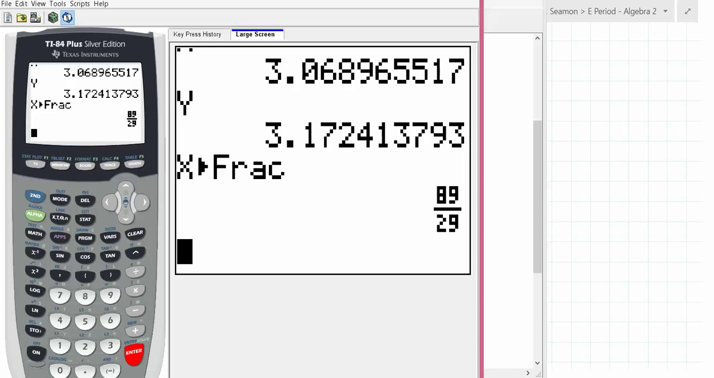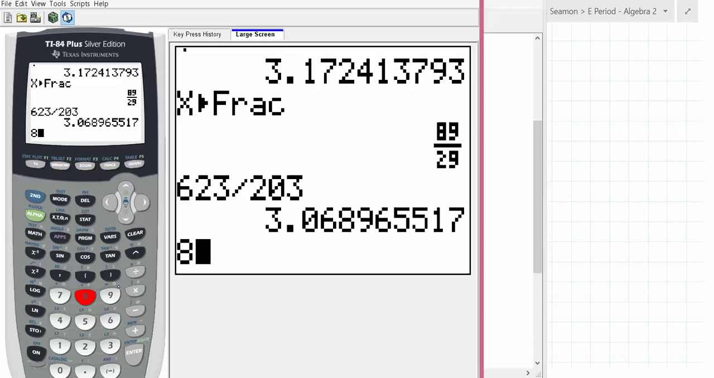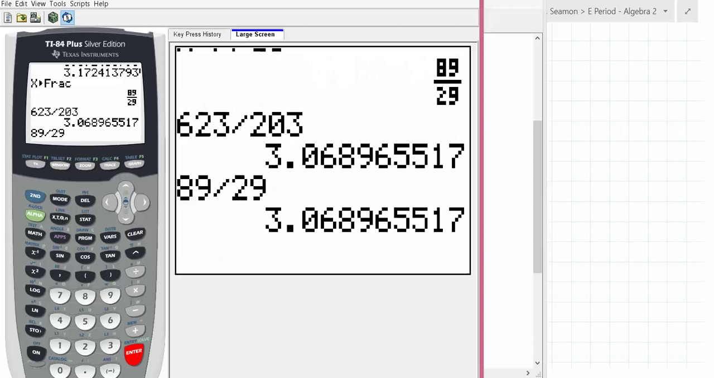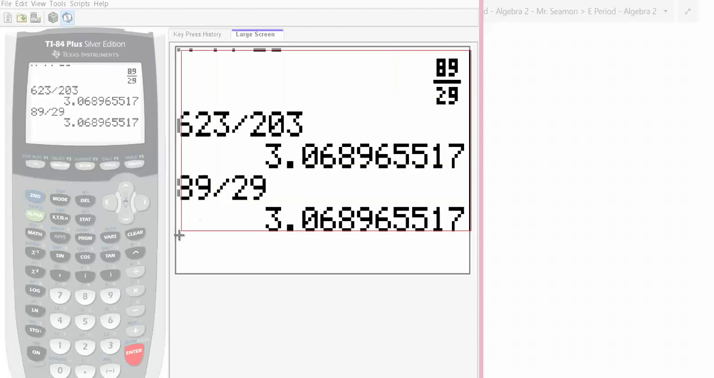Wow. Is 89 over 29 the same thing as 623 over 203? I'm sure it is. Do you think it is? Yeah. What do we think? Well, let's try it out. Let's try this. Ready? 623 divided by, what was it, 203? Not 23, 203. If I hit enter on that, look what I got. What's 89 divided by 29? Oh, it's the exact same thing. So what's really cool, it gave us the fraction. Not only did it give us the fraction, which one of the fractions did it give us? The most simplified, the most reduced fraction.